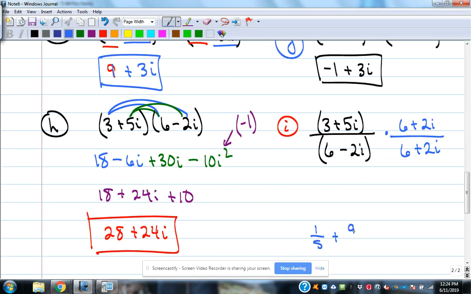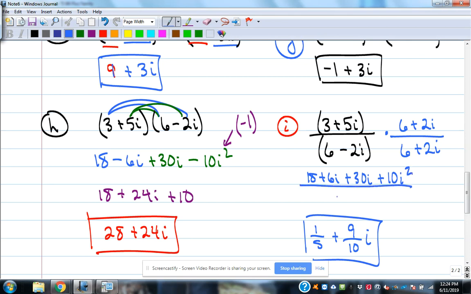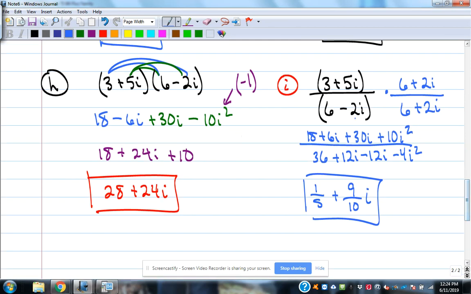1/5 plus 9/10 i. If I did this by hand, I'd get 18 plus 6i plus 30i plus 10i squared on the top, 10i squared, not x. On the bottom, I'd get 36 plus 12i minus 12i minus 4i squared. And then you do all this simplifying there on the top.